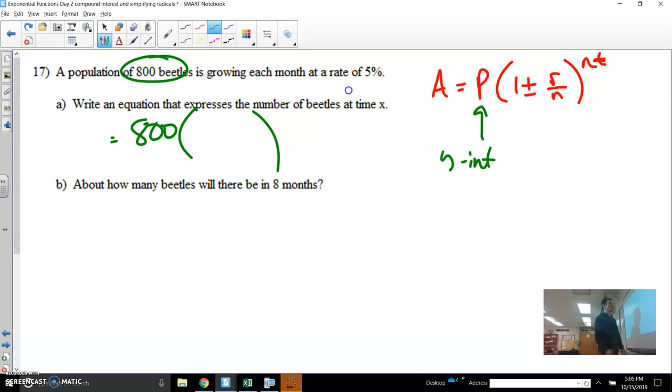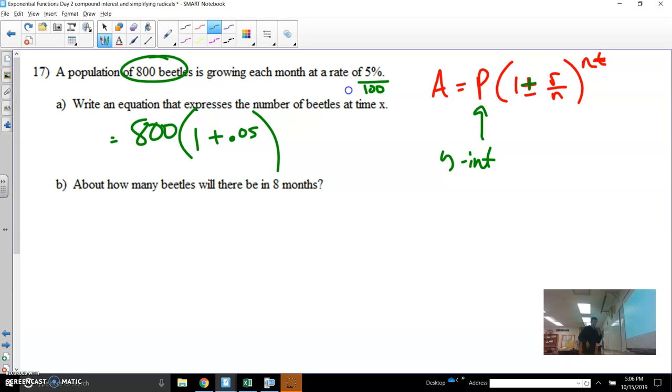So growing makes me want to think about using the plus sign, because anything above 1 makes it grow, anything less than 1 makes it decay. So I want to do 1 plus 5% as a decimal. So let's divide that by 100 and get 0.05.